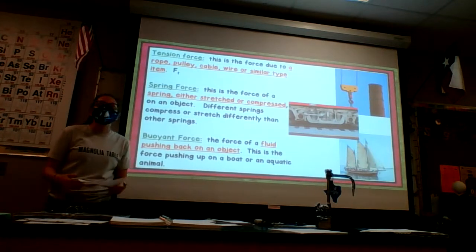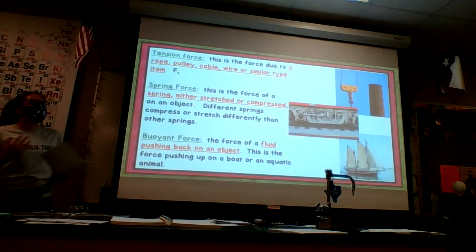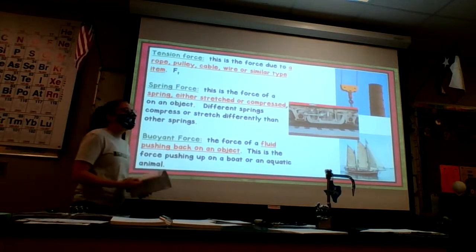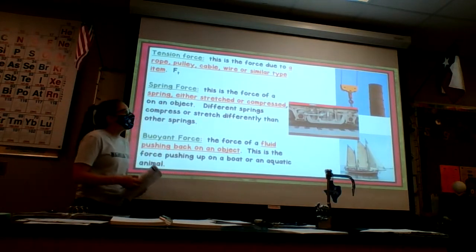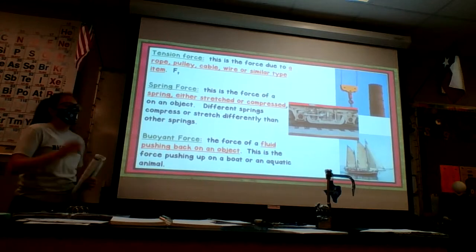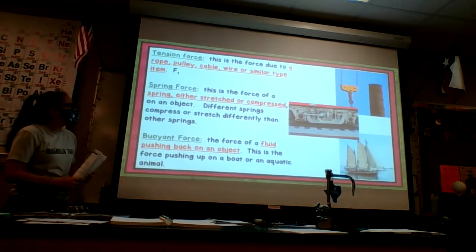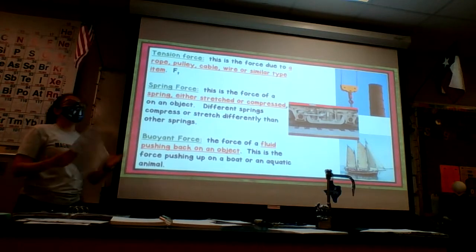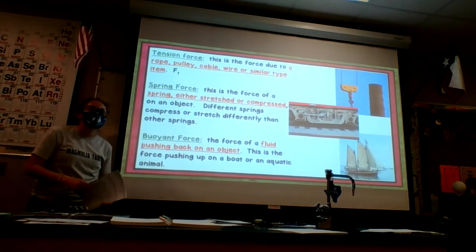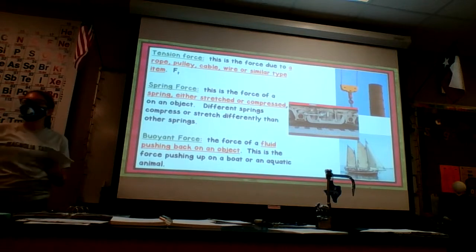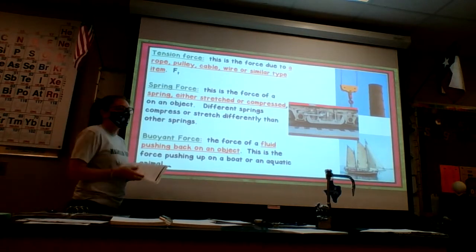We have three more forces. We have a tension force. Tension, I want you to think of a rope, or a pulley or a cable or something like that. So anything that involves a type of wire, a string, a rope is going to be our tension force. Spring force is exactly what it sounds like when there's a spring involved. That can be a spring collapsing or a spring expanding.